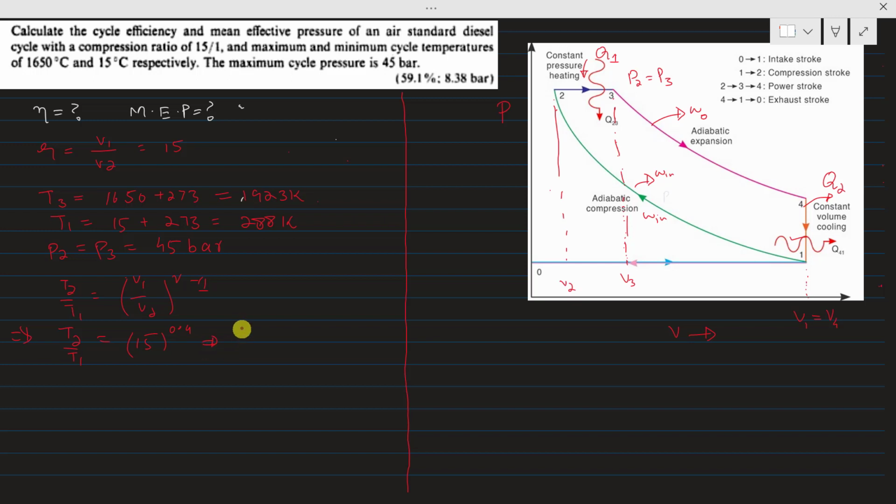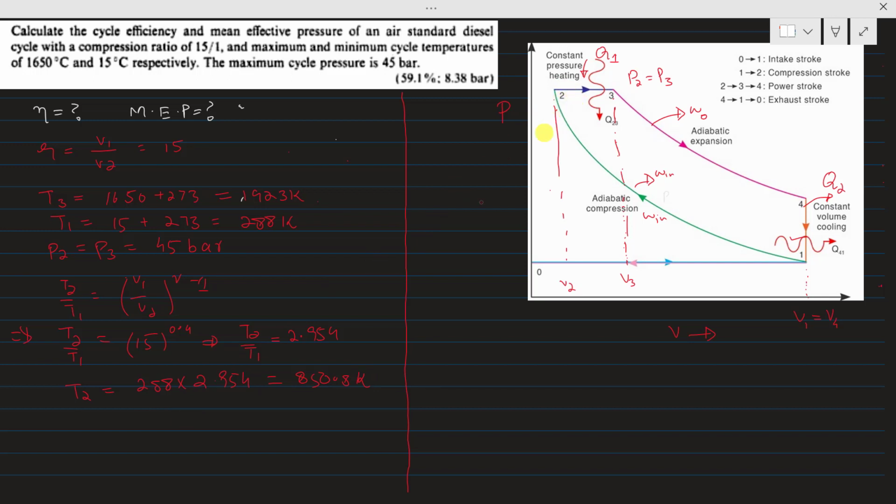If you simplify that, to find T2, just multiply the temperature T1 with this value. So 288 multiplied by 2.954. So the temperature T2 value you will get is 850.8 Kelvin.